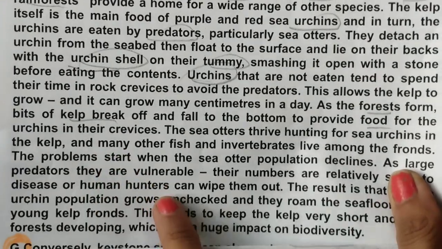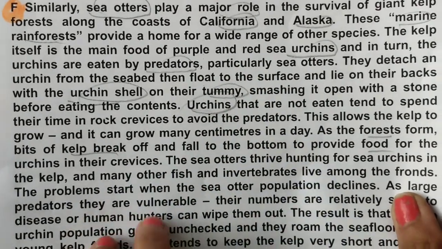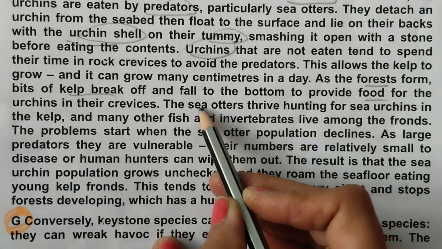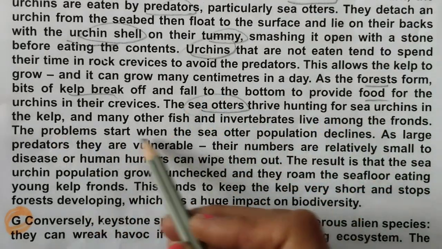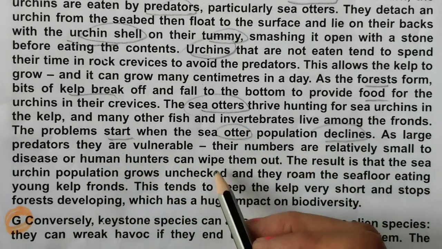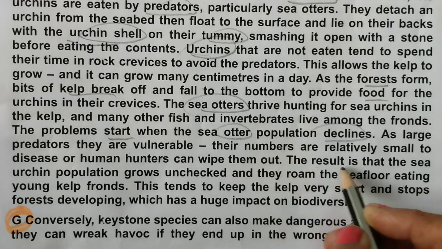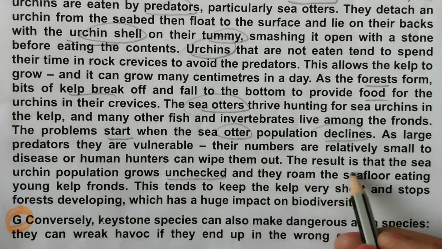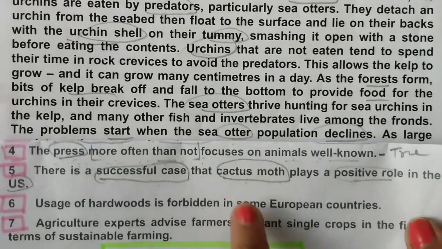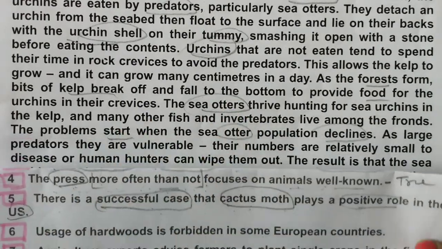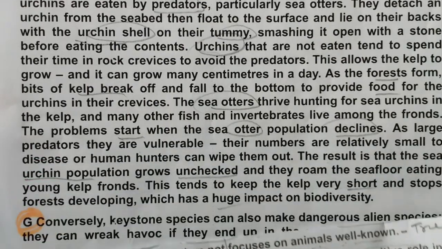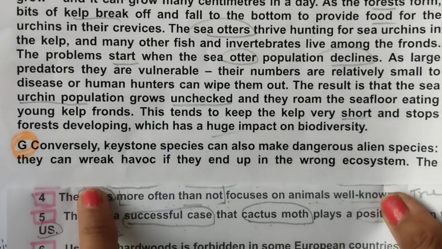I am looking for America, California and Alaska, but no, exactly it is not given. California and Alaska. Sea otters thrive hunting for sea. Problems start. Sea otter population declines as large predators. So we are just scanning the paragraph. Okay, here in this paragraph also nothing is talking about cactus and moth. So can we mark it not given, or shall we move ahead for the next paragraph? Okay, so next paragraph is done.